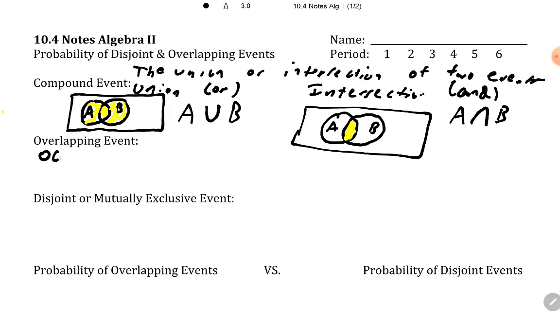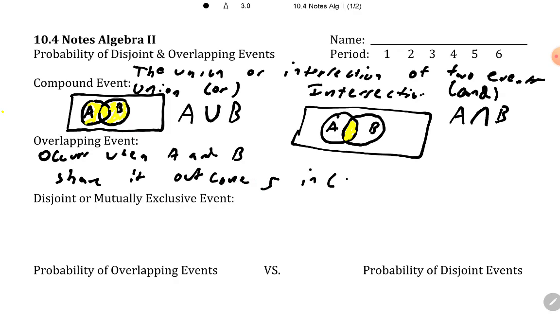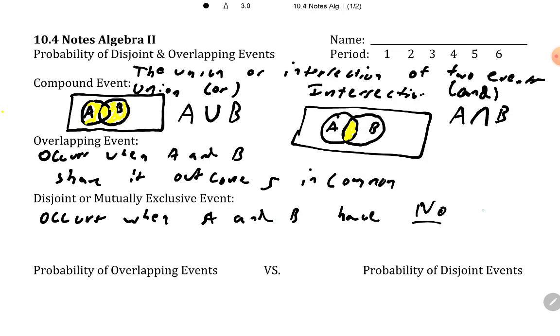So an overlapping event occurs when A and B share outcomes in common. Disjoint or mutually exclusive events occur when A and B have no outcomes in common.